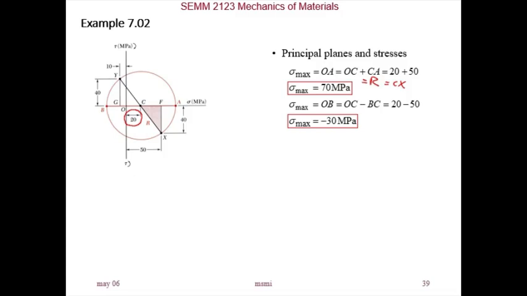Sigma minimum, this is a typo error. This should be minimum, not maximum. Okay, so that is sigma minimum. Right? Sigma minimum is equal to OB. This is O, and that is point B here. So it's from O, the origin of the axis, where it intersects, that OB. Now OB is equal to OC, right? OC is to the right, minus R, because CB is R. It's the radius of the circle. So it's OC minus BC or R again, right? So it's 20 minus 50, so we get minus 30. And that's how you get sigma max and sigma min easily. Okay?